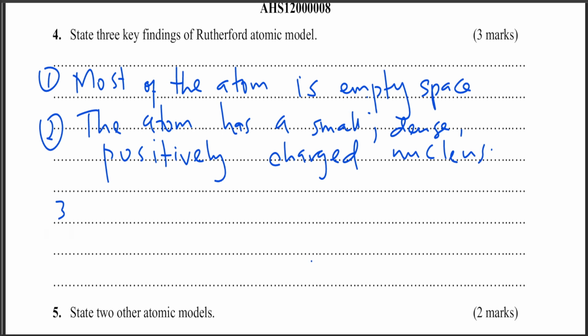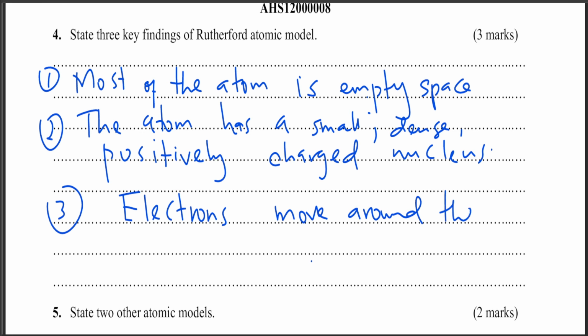That's the second one. The third one. He discovered that electrons move around the nucleus. So the electrons move around the nucleus. That's when he discovered also there's an orbit and so on. So those are his three key findings.